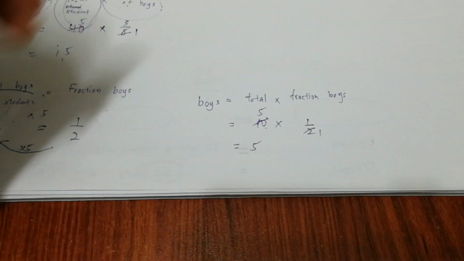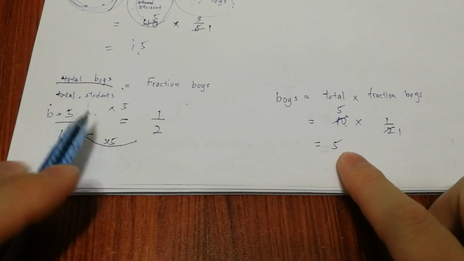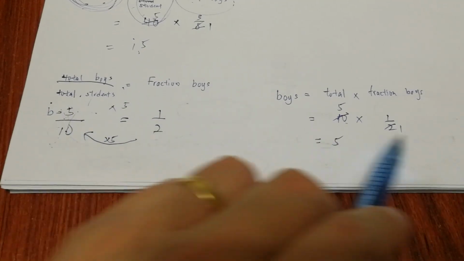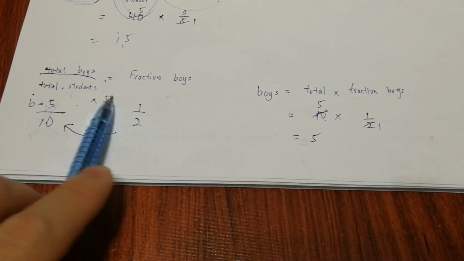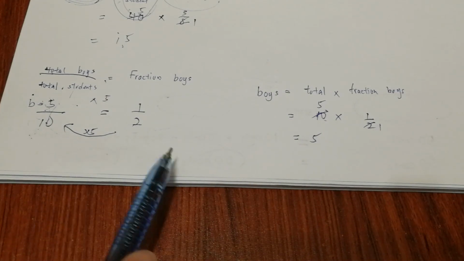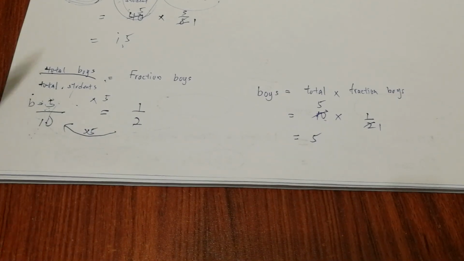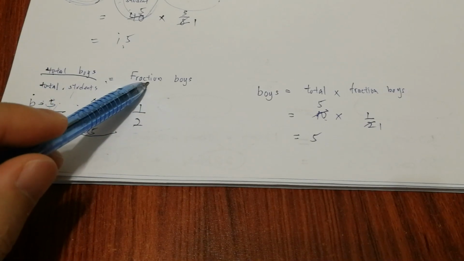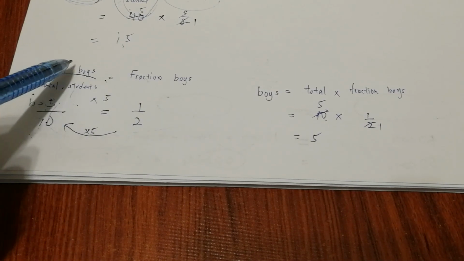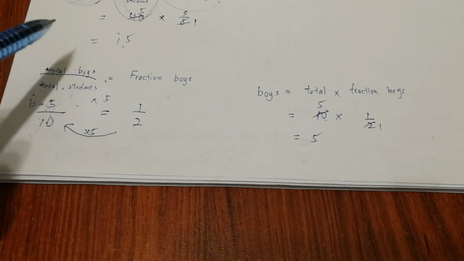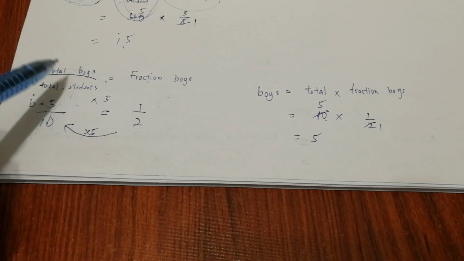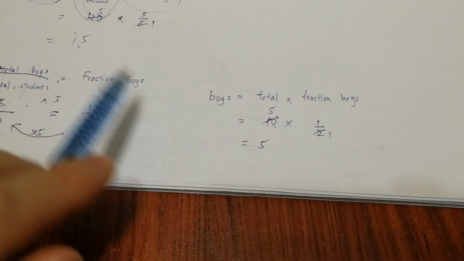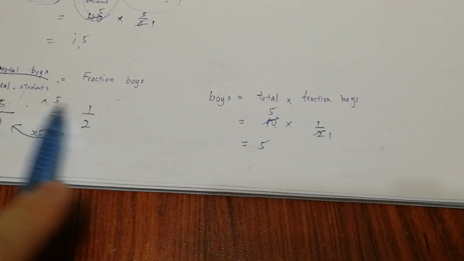Is it going to be the same answer as 5? 5? You see or not? It's the same. So this idea and this idea is the same. So the first thing you must understand is fraction. How do I get fraction? It is the number of boys or the number of girls or the number of things that you want to look for over the total number. That is the idea. But why do we have two ways?